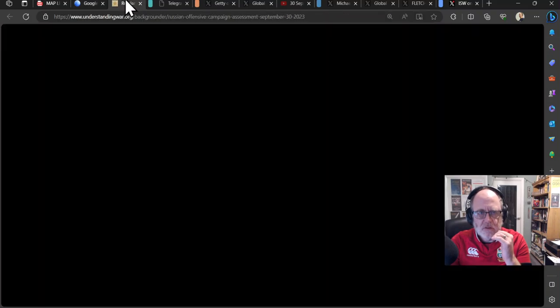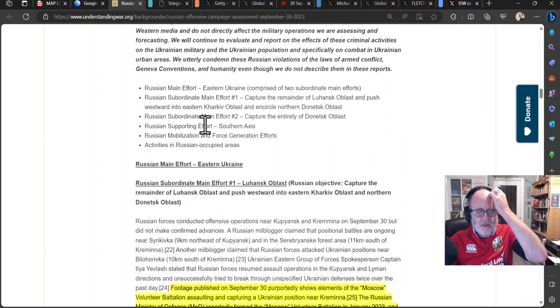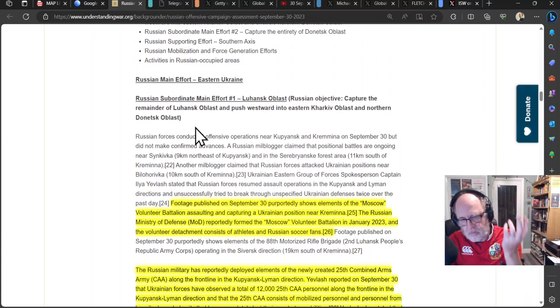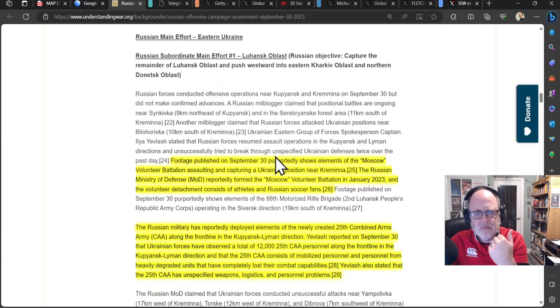And we'll go into the ISW to begin with. They say the Institute for the Study of War, American military think tank, footage published on September the 30th purportedly shows elements of the Moscow Volunteer Battalion assaulting and capturing a Ukrainian position near Crimea. Now, purportedly is an important word here because I don't think it does show this.